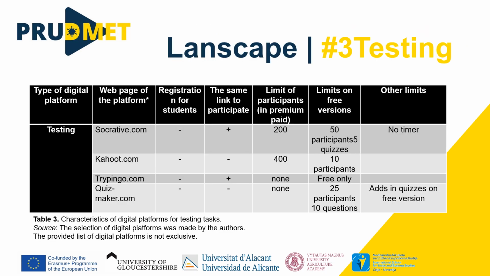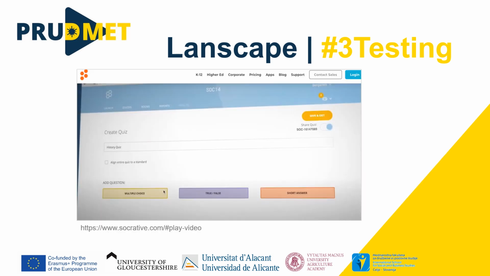The third type of digital platforms and tools are testing platforms. You can see those in Table 3. These types of platforms enable educators to create interactive assessments. Let's use an example, such as Socrative. This tool is both entertaining and useful for formative assessment. Notably, the platform provides different types of questions. Moreover, the results are visualized and can be discussed with a group. All results can be graded and the final report provided.